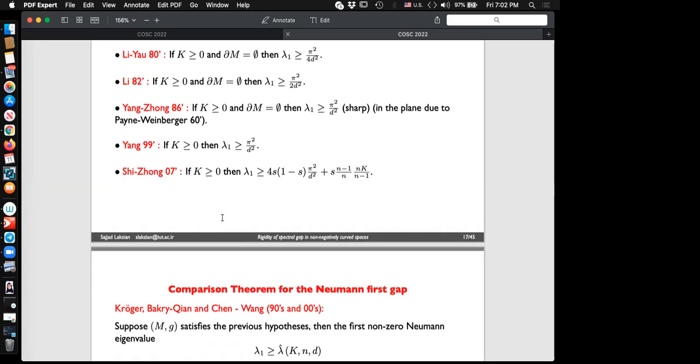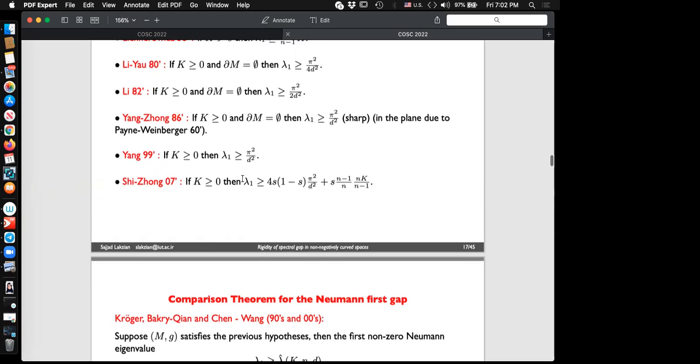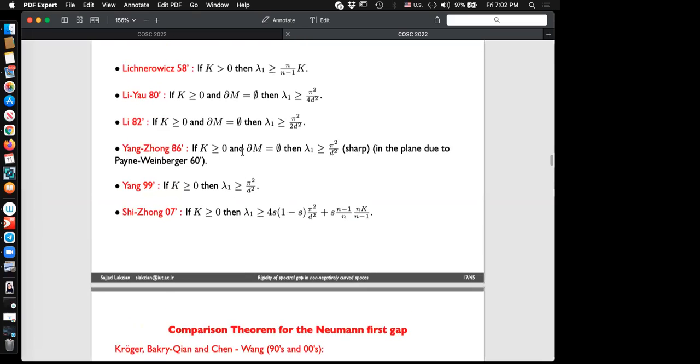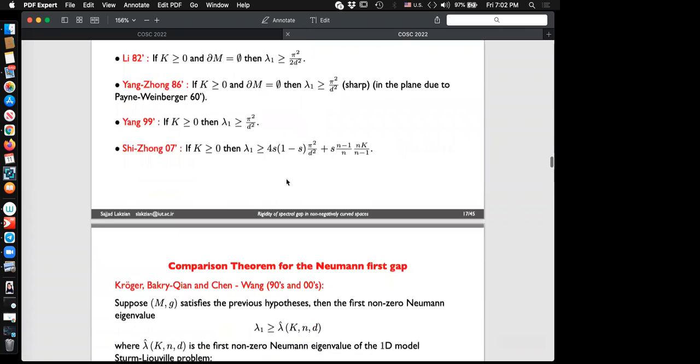For example, there is the work of, I guess, Rollets and many other people, who have these kinds of bounds, where you can basically get a mixture of these Lichnerowicz type bounds and Yang-Zhong type bounds. But nevertheless, the sharp one is pi squared over d squared.